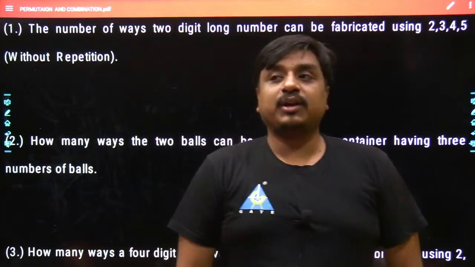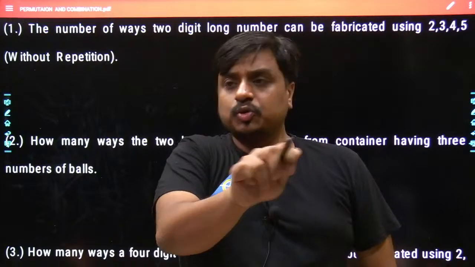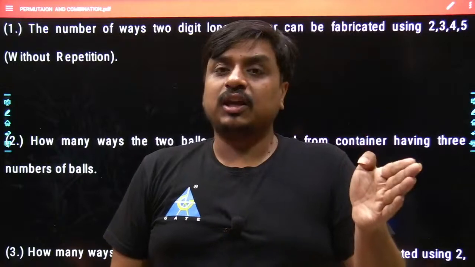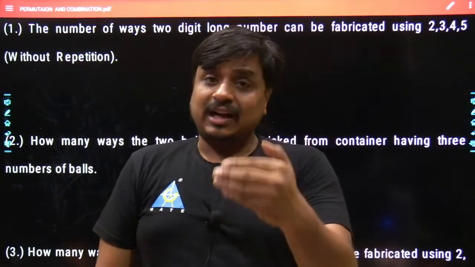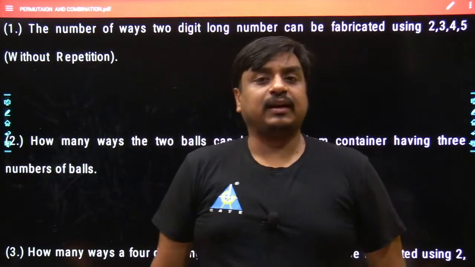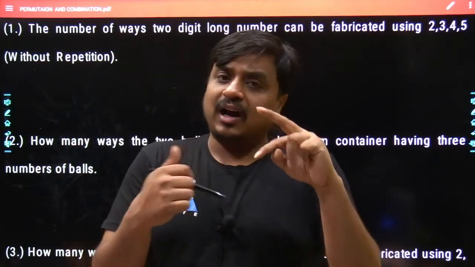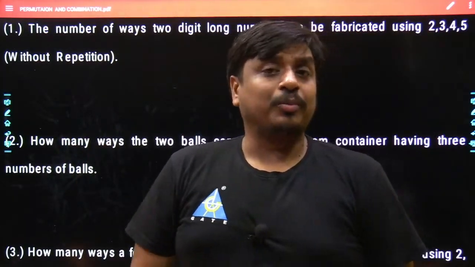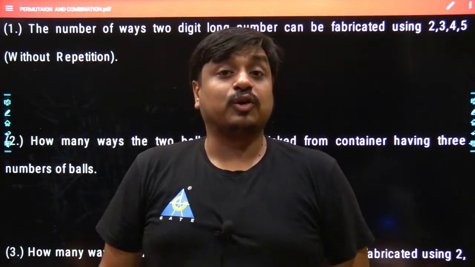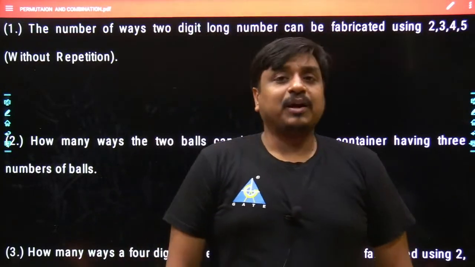Obviously, if you start counting the number of items, you will start from 1 and straight away jump to 2. You are not going to pick anything in between 1 and 2, and similarly you jump to 3, then 3 to 4. As far as the natural way of counting is concerned, it is always 1, 2, 3, 4, 5, 6, 7, 8. So n in combination as well as permutation, and r in permutation and combination, have to be natural numbers, because natural numbers are used for counting the items. Agreed? That part we have seen earlier.